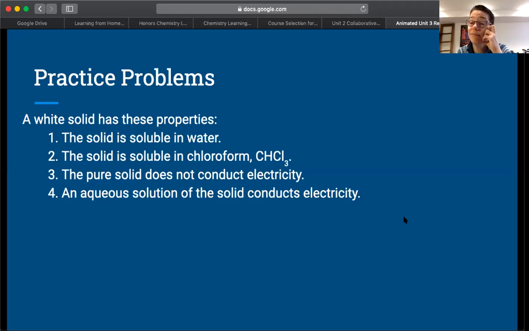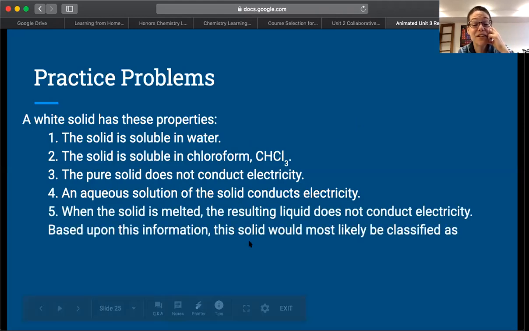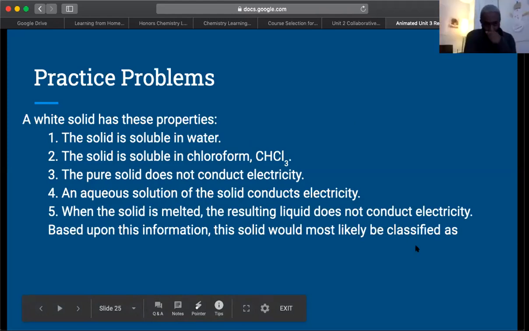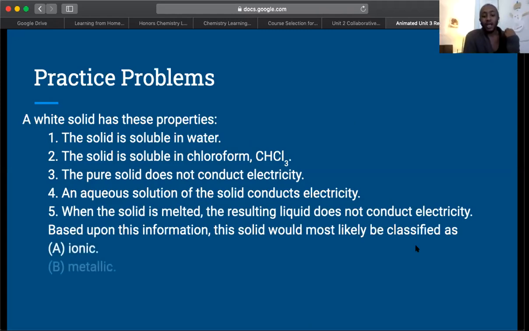Ionic or covalent? I'm sorry, can you say that one more time, please? There's a lot going on in this room. I apologize. Can you say that one more time? Okay. So, based on this information, would this thing be classified as ionic or covalent? Ionic. Well, it would be ionic. Well, when it dissolves, yeah.